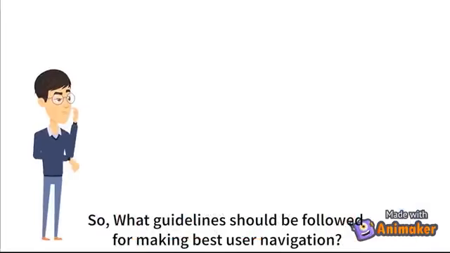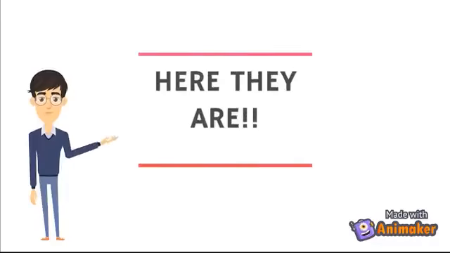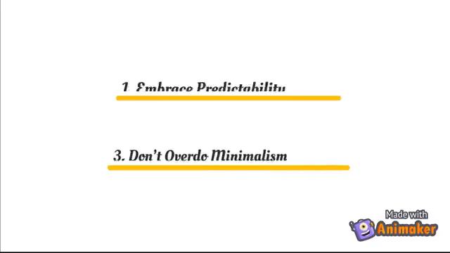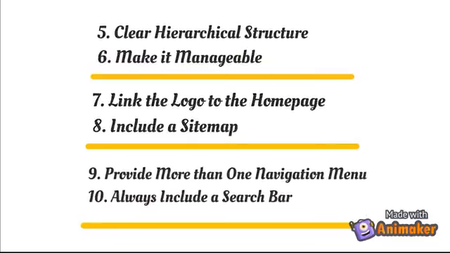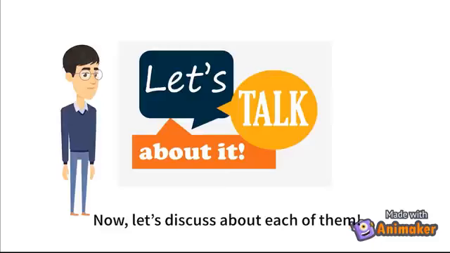So, what guidelines should be followed for making the best user navigation? Here they are. Embrace predictability, keep it simple, keep it consistent, don't over minimalism. Now, let's discuss each of them.